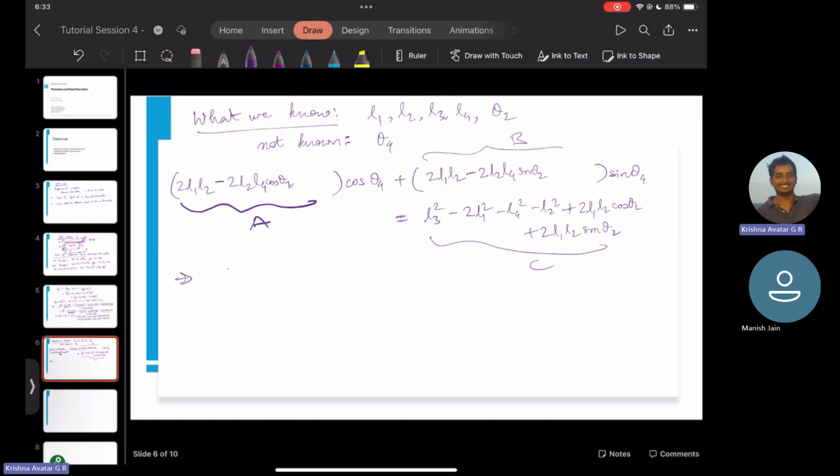So this implies that we divide throughout by some factor. It could be the largest link length, based on, say, the square of the largest link length, or maybe some combination of two other links. So it depends on various ways. Eventually what we say is let's have something of the form A cosine theta 4 plus B sine theta 4 is equal to C. This is the form we want eventually.